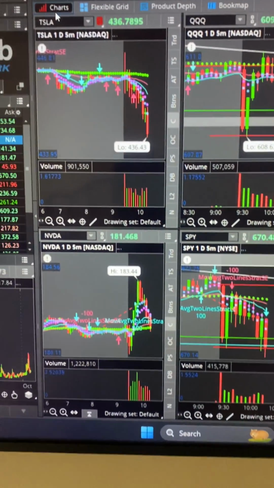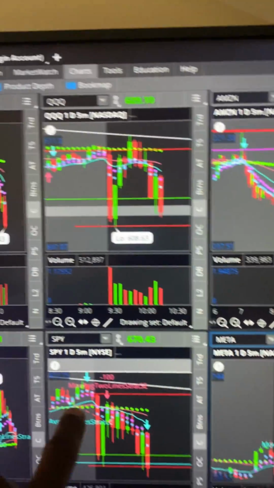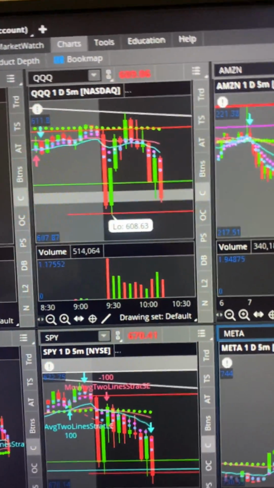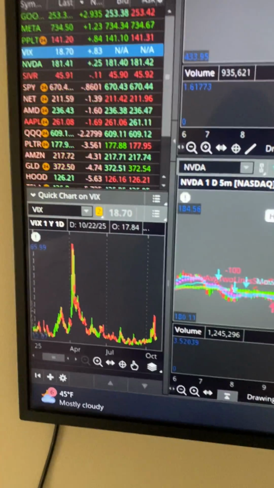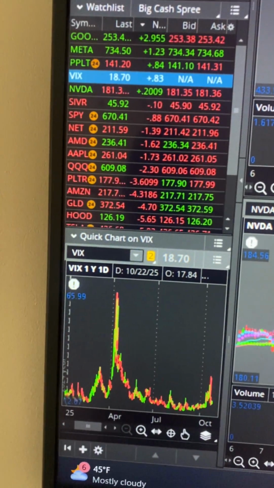Okay, so I'm gonna show y'all how I do my market analysis. So we're looking at QQQ. I'm looking to trade QQQ. We're looking at the VIX right here, so this lets you know how the market's doing.